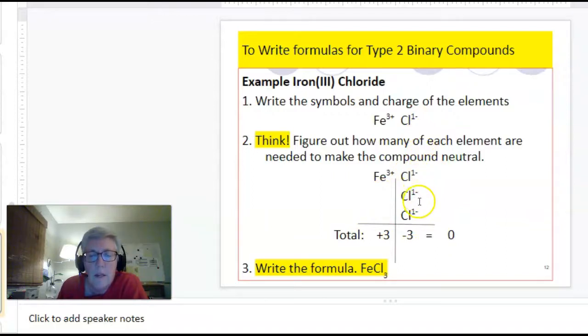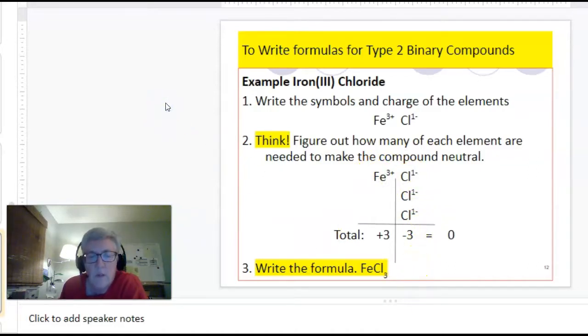So in this case, I need a total of 3 chloride ions. That will give me a -3 charge, which will cancel out the +3 on the iron. Okay, so that is why our formula would have 1 iron and 3 chlorides, FeCl3.